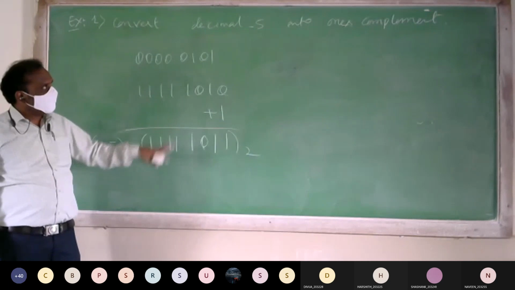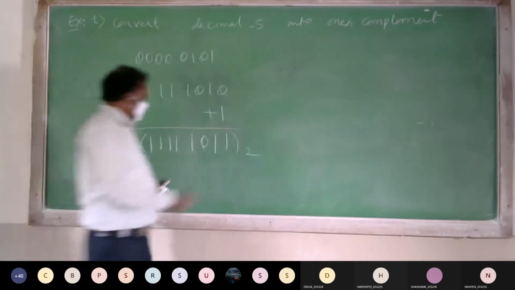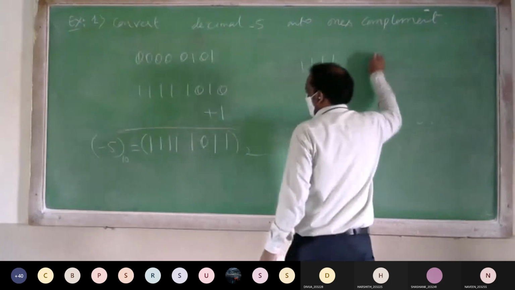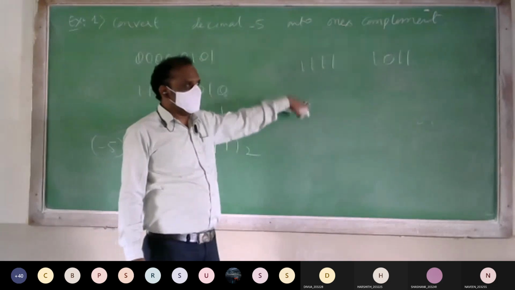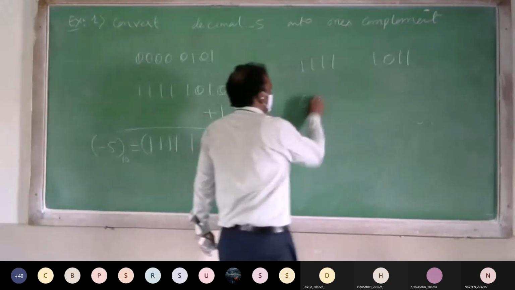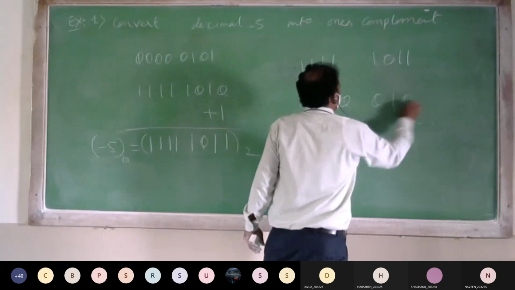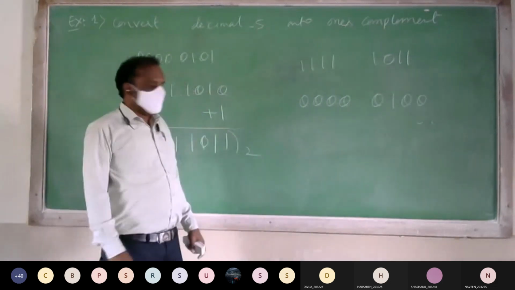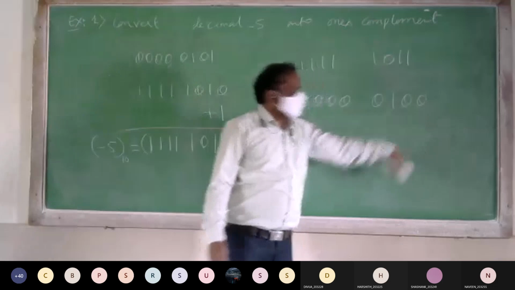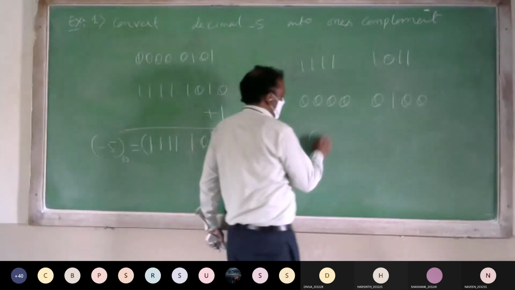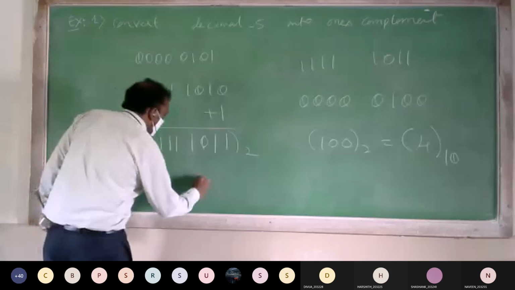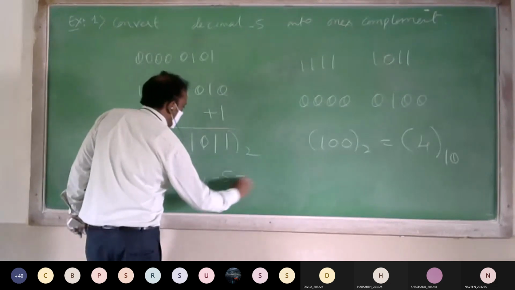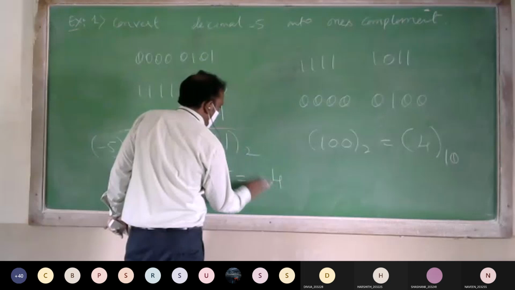Now, convert minus 5 into 1's complement. What I got? 1, 1, 1, 1, 1, 0, 1, 1. This is minus 5. Now, what is the definition of 1's complement? Convert 1s into 0s, 0s into 1s. So, 0, 0, 0, 0, 0, 1, 0, 0. What is 1, 0, 0 in decimal? 4. So, 1's complement of minus 5 is equal to plus 4.